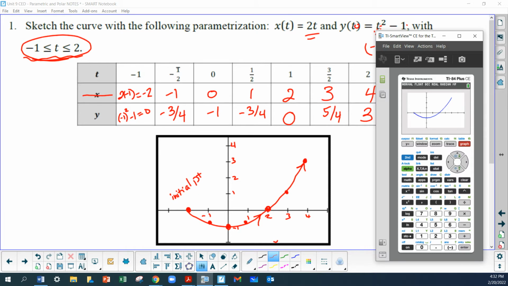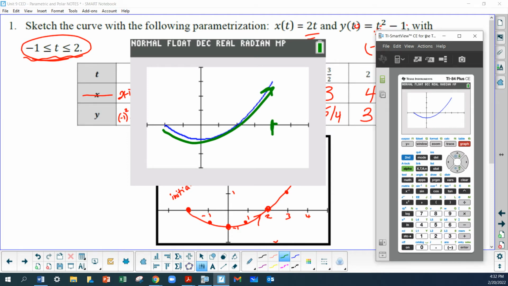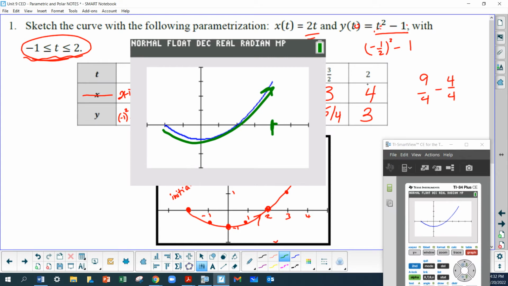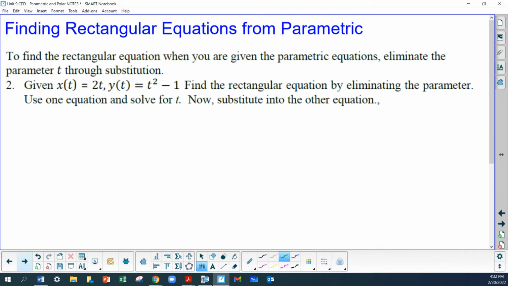Mine did it so fast because I already had graphed it once. With yours, maybe you got to see that direction as it plotted out, that it went up like that. And then it definitely stopped once we hit that x value of 4, didn't it? That would have been when t was 2. So that's how you can plot out parametric equations. All right, on to number 2.